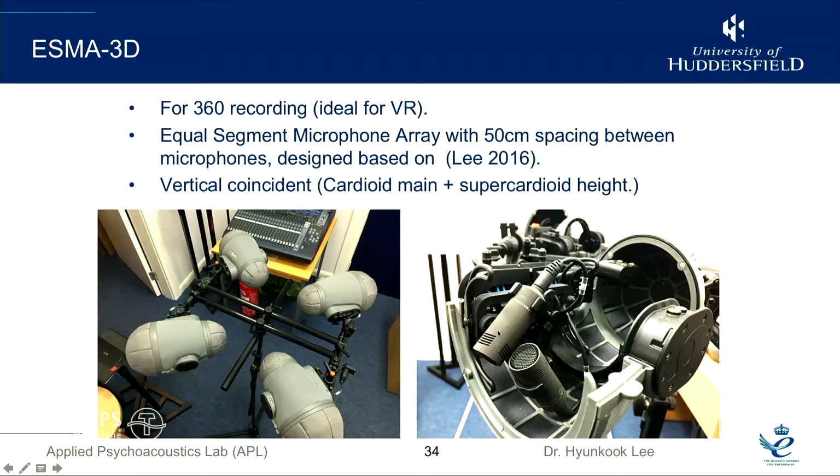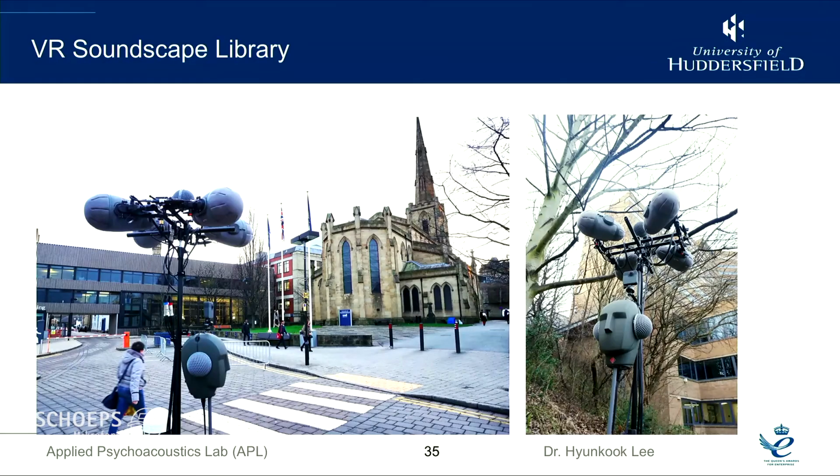But you can see in this picture, the cardioid microphone pointing towards the source and supercardioid microphones pointing upwards. So we can separate the source signal and the environmental signal quite well. So we use this array to capture soundscapes for VR. This is a 360 microphone array, so when you binauralize the setup, then you can have full 360 rotation. Also, this array has the so-called critical linking concept implemented.